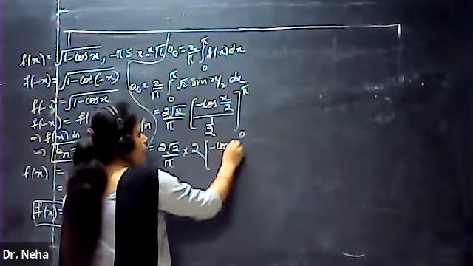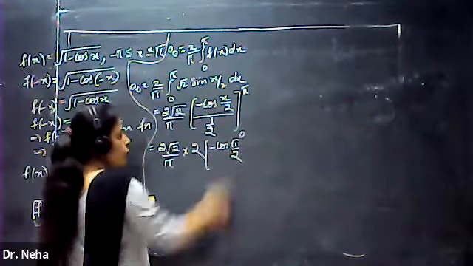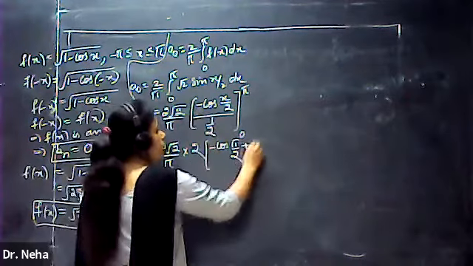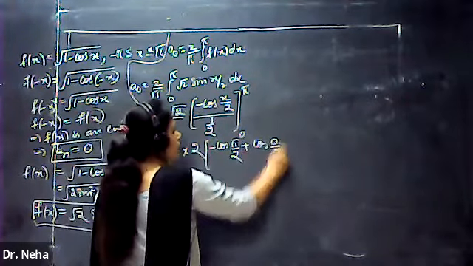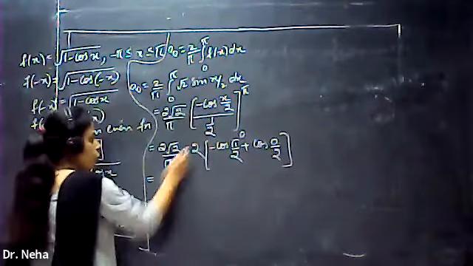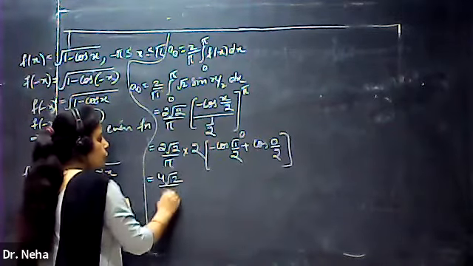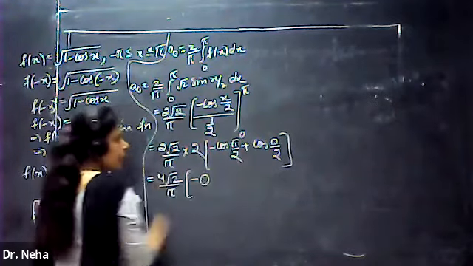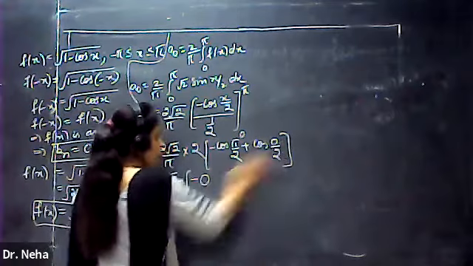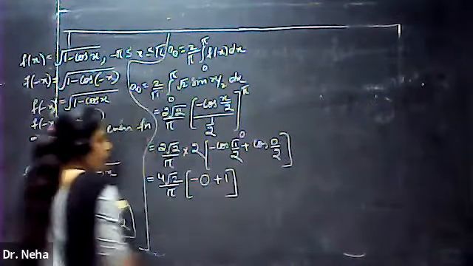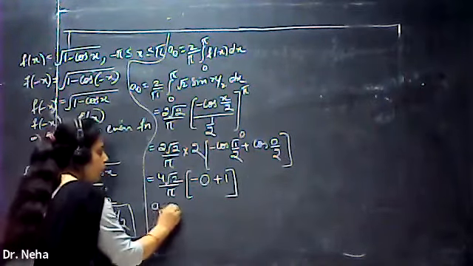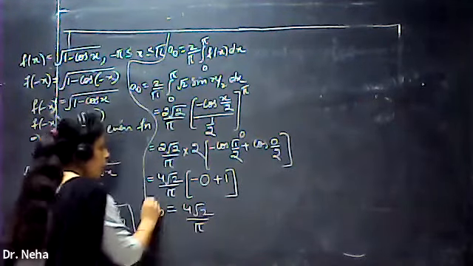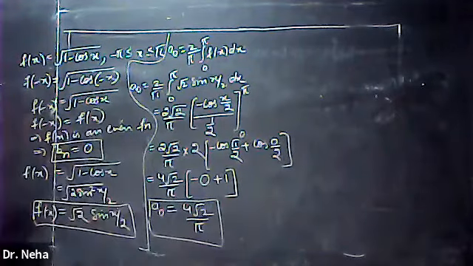Upper limit is pi, so it will be minus cos pi by 2. Before putting the lower limit, we have to put 1 minus, and the minus is already there, so there will be plus cos 0 by 2. This is further equal to 2 into 2, 4. That means 4 square root of 2 upon pi. And cos pi by 2 is 0, cos 90 is 0, and cos 0 is 1. So the final value of a naught will be 4 square root of 2 upon pi. This is our first value, a naught.